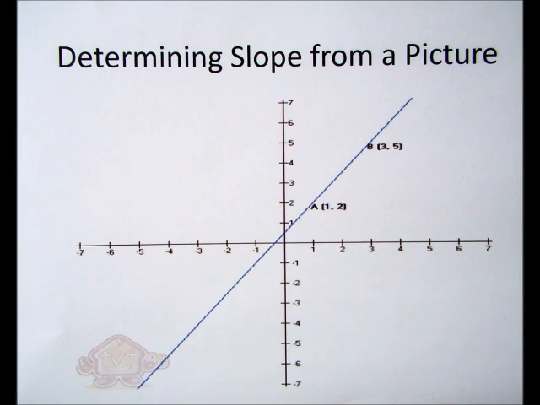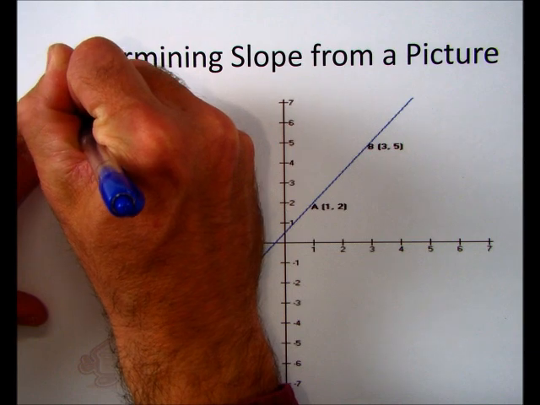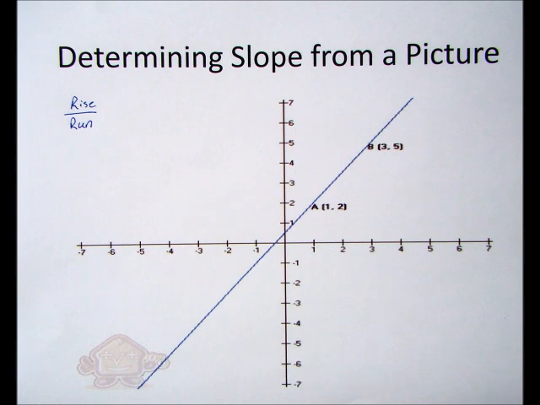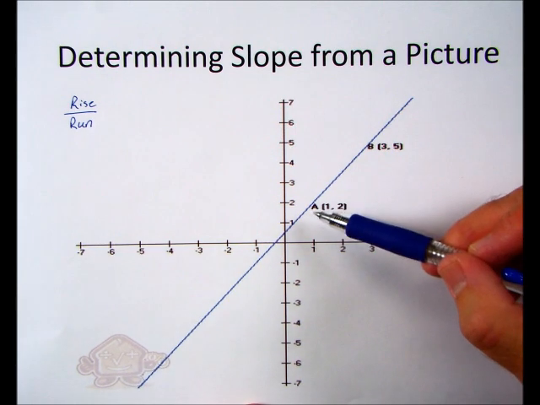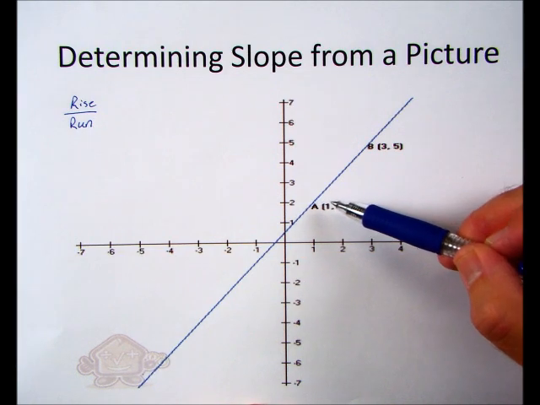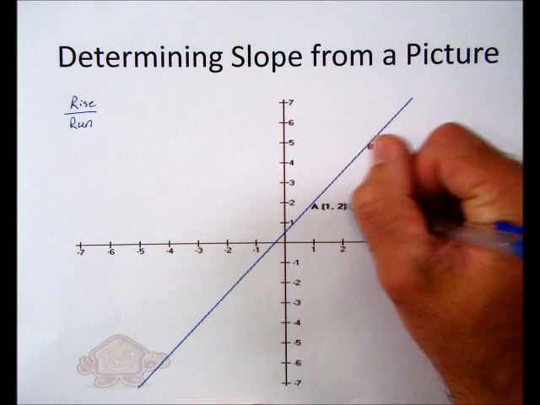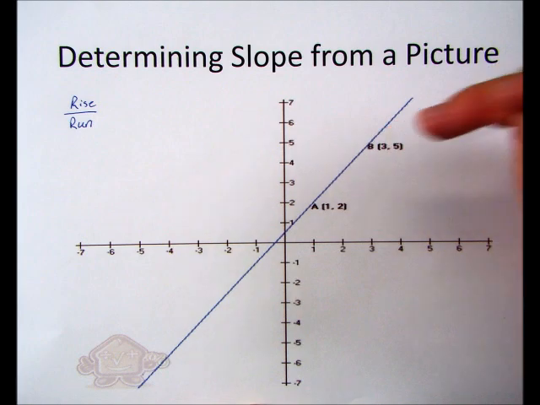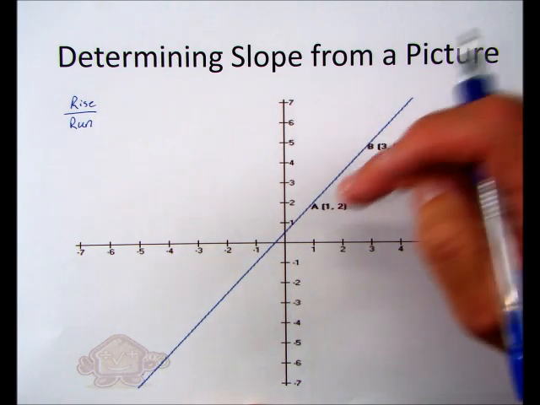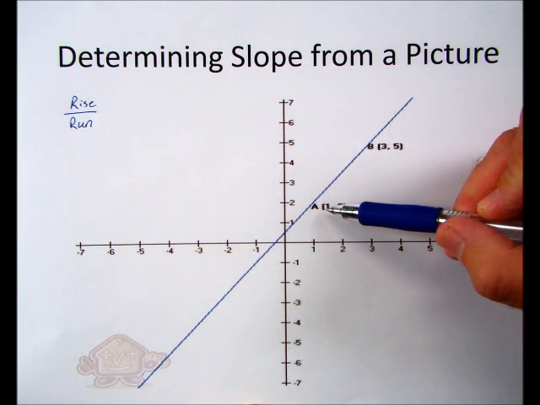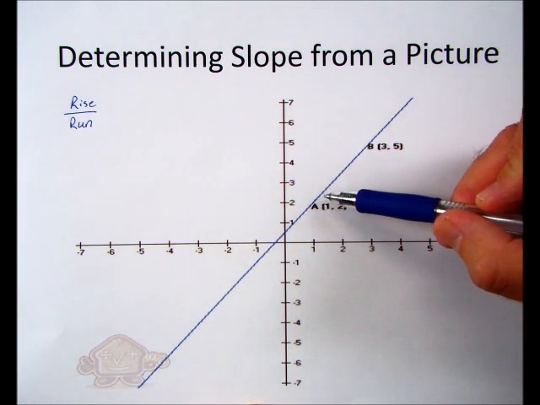Okay, let's see if we can determine slope from a picture. Remember that slope is rise over run. So I am going to start over here at the left point, the beginning of our destination, which is point A. And we've already got the coordinates written in there. Remember, rise over run, so I either go up or down first. Well, this one is positive, so I'm going to go up.